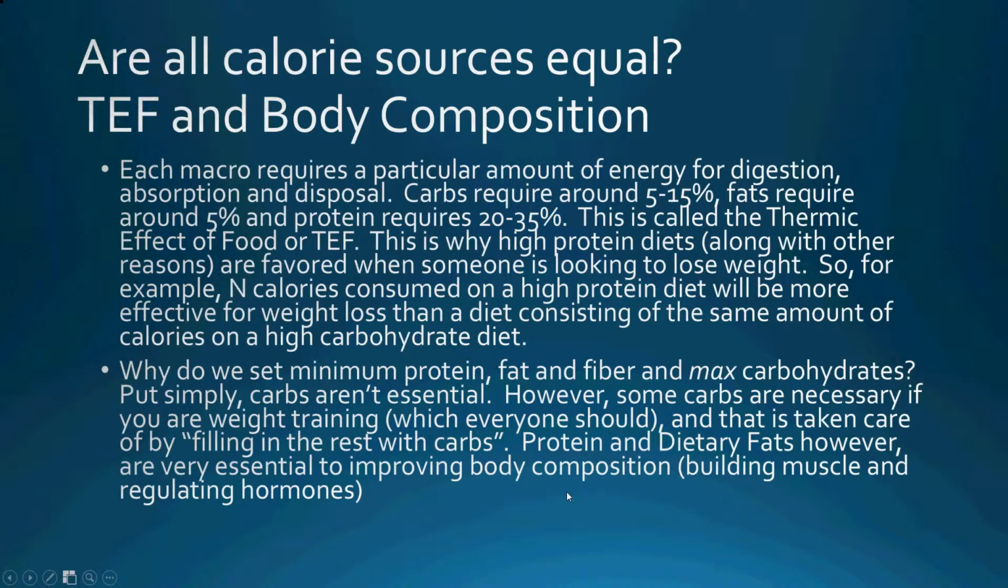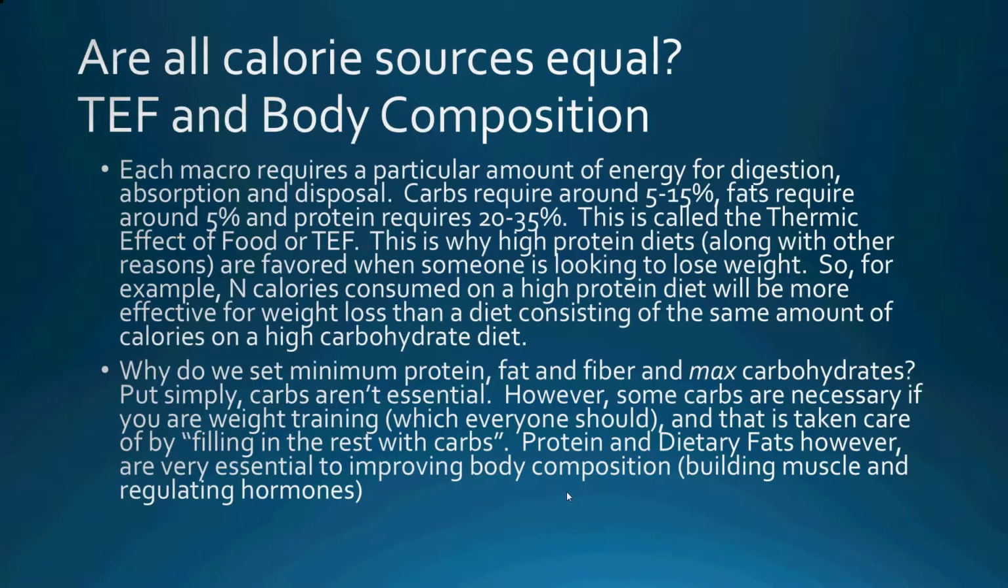The next question that's asked a lot is, are all calorie sources equal? And the answer to that's no. Each macro requires a particular amount of energy for digestion, absorption, and disposal. Carbs require around 5 to 15%. Your sugars are going to be on the low end of that, and then your grains are going to be around 12 to 15%. Like brown rice, oatmeal, stuff like that takes more to digest than, say, a candy bar. Fats require around 5%, and protein requires 20 to 35%.